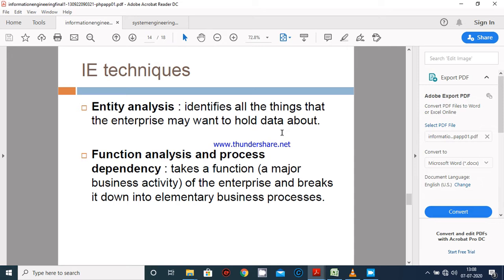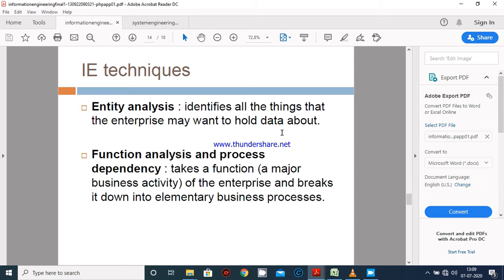First one is entity analysis, which identifies all the things that the enterprise may want to hold data about. It means the analysis classifies all of the things into different entity types, revealing how they relate to each other, which is described in the entity model.